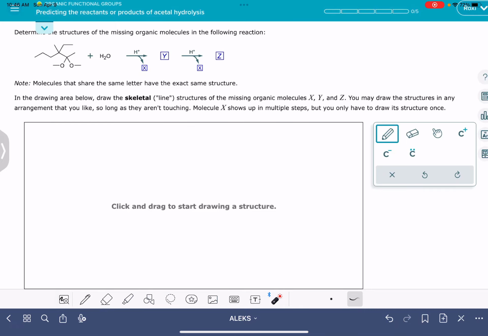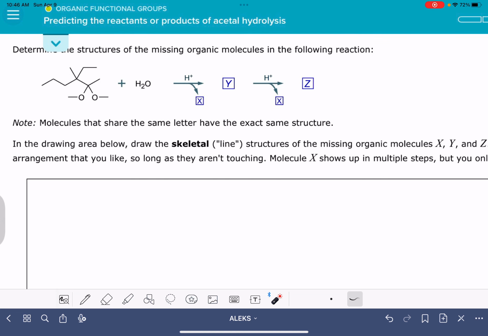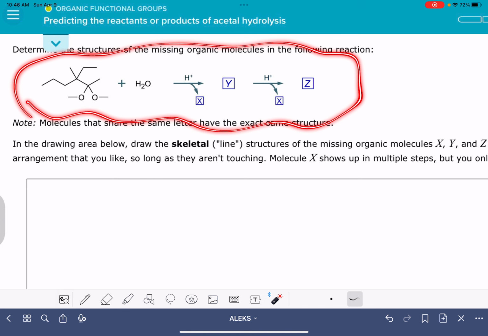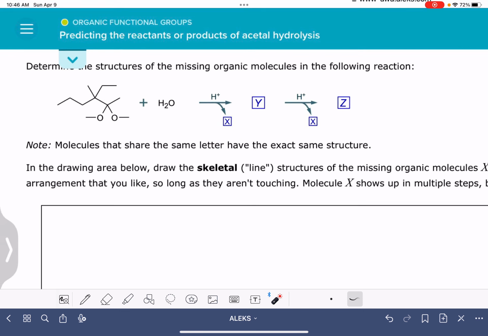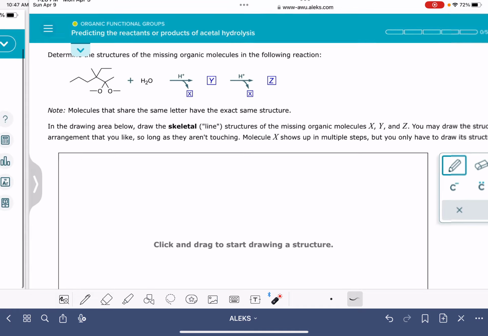In this video, we're going to work on the ALEKS problem called predicting the reactants or products of acetal hydrolysis. There are a few different versions of this problem, and this one right here is absolutely the hardest version of this problem. It is giving us a starting acetal and is asking us to come up with three different structures, X, which shows up twice, and Y and Z. We're going to draw all three of those molecules in this box down here.